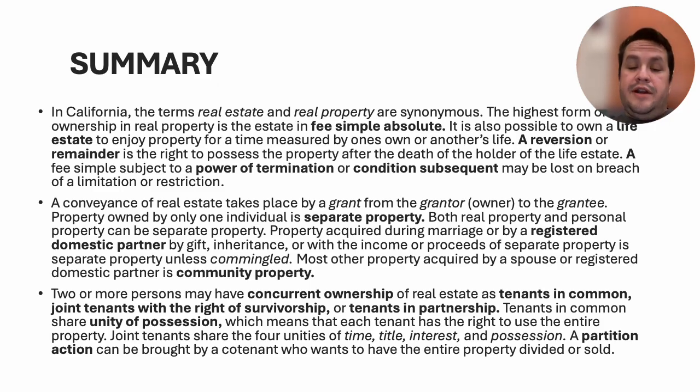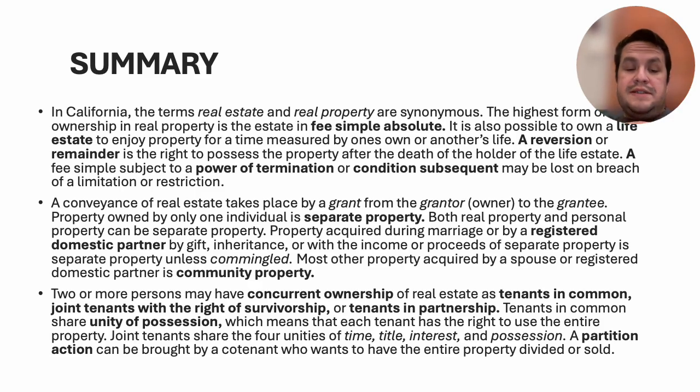Property acquired during marriage or by a registered domestic partner by a gift, inheritance, or with the income or proceeds of separate property is separate property unless commingling, right? Remember, commingling is putting those funds together in that same account. So remember, keep it separate. If you put the money together, it's commingled and it might be considered joint property. Most of the other property acquired by a spouse or registered domestic partner is community property.